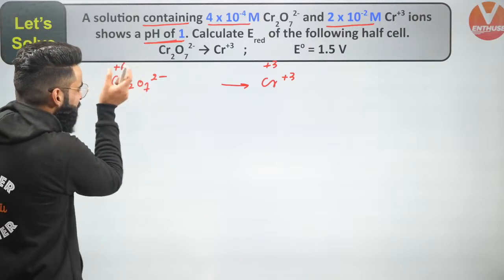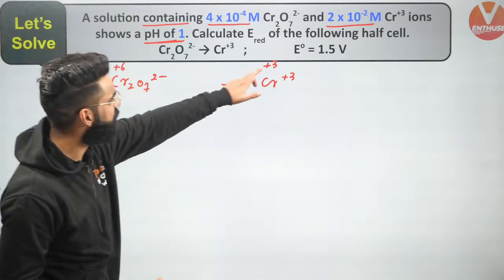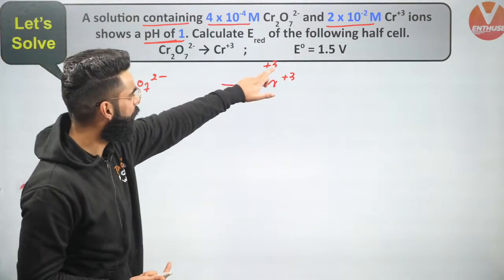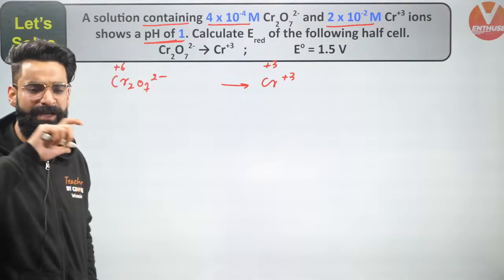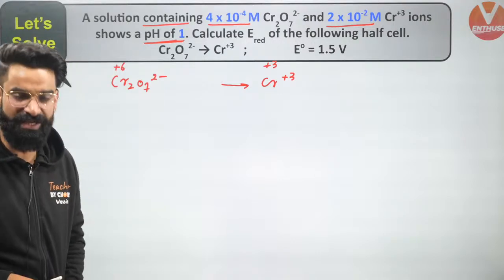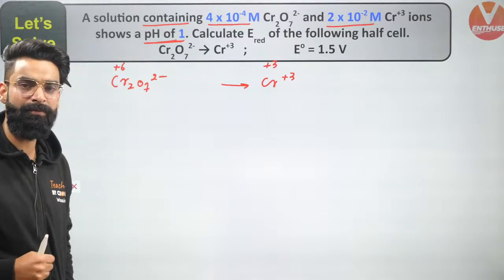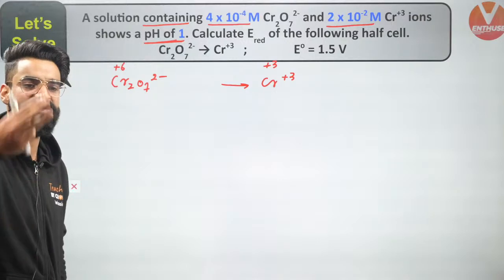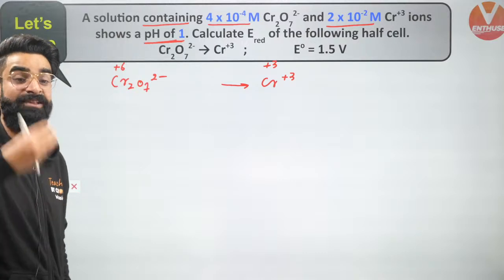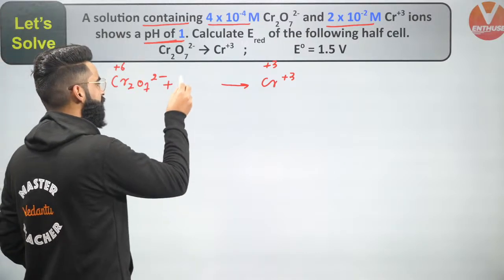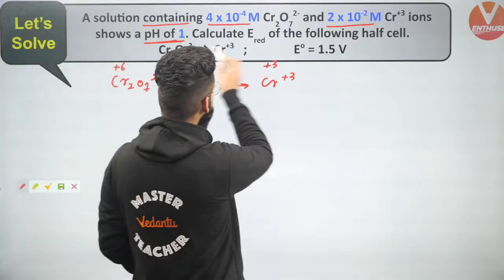Now, how many electrons are being gained by this Cr2O7 dinegative? How will I be calculating that? Just calculate the change in the oxidation state of chromium, the final oxidation state minus the initial oxidation state. The change is going to be 3, but that is for 1 atom of chromium. But I have 2 atoms of chromium. One atom gains 3 electrons, so 2 atoms are going to gain 6 electrons. And for this reaction, we are given the E0 value.